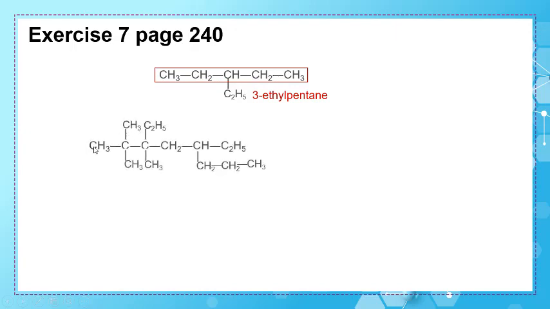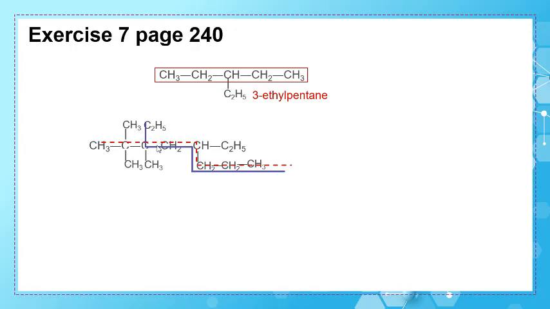For the second one, we have to choose the longest chain, 1 2 3 4 5 6 7 8, 1 2 3 4 5 6 7, 1 2 3 4 5 6 7. This is the longest chain. But if we count starting from this atom, we have here 1 2 3 4 5 6 7 8. So we have another main chain which also contains 8 carbon atoms. So which one of these 2 main chains do we have to choose?